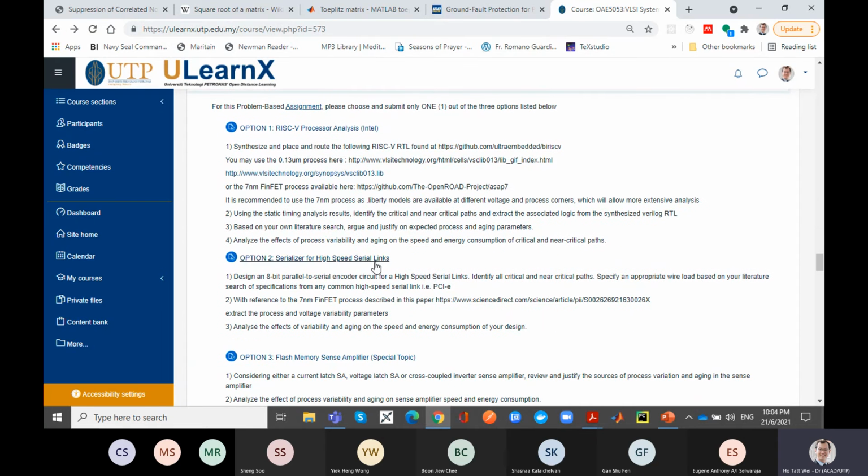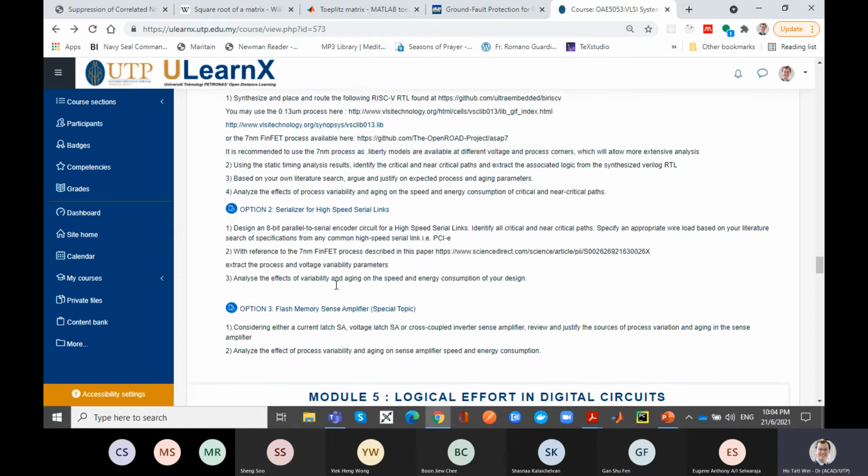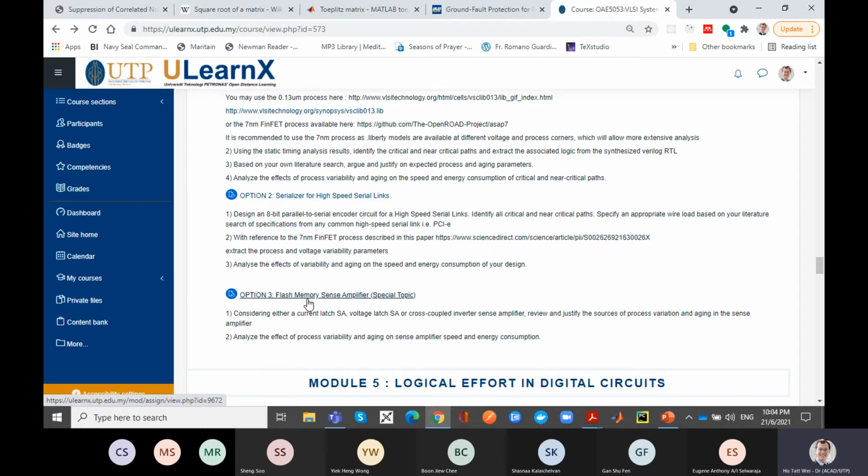So the serializer for high-speed serial links, I'm actually thinking about just a simple parallel to serial encoder lah. It's just a bunch of multiplexers. You can quickly sketch a little design, then you can check with me whether it's okay lah. This option 3, this is pretty much for BJ lah. But if any of you are interested, okay. But if not, I'm just thinking one of these two.